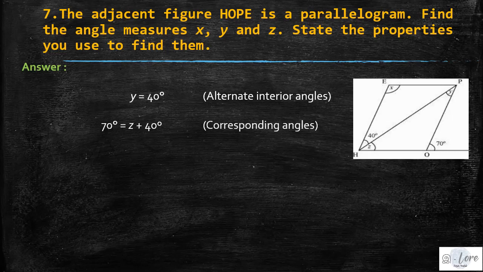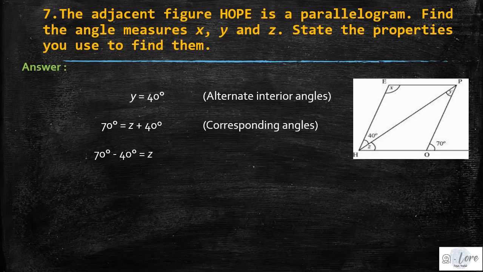70 is equal to z plus 40, because corresponding angles, PO and EH, those angles will be corresponding to each other because of the parallel lines. So that's why we are using it. Then what is the value of z? 70 minus 40, the value of z is equal to 30.